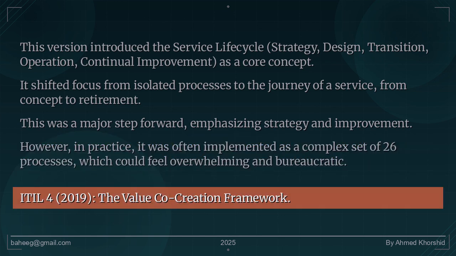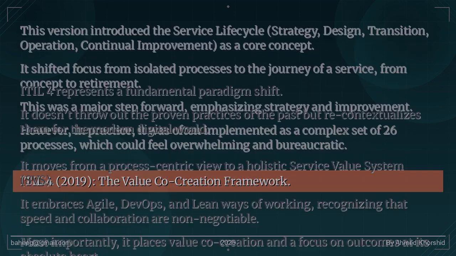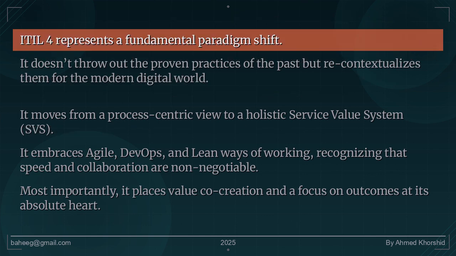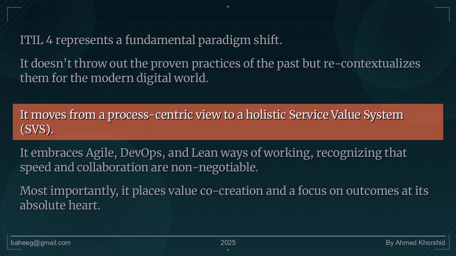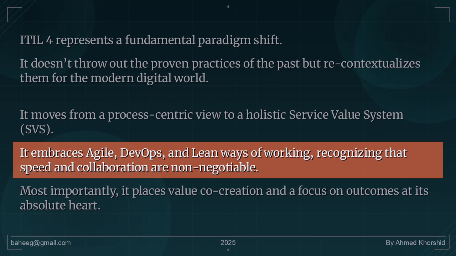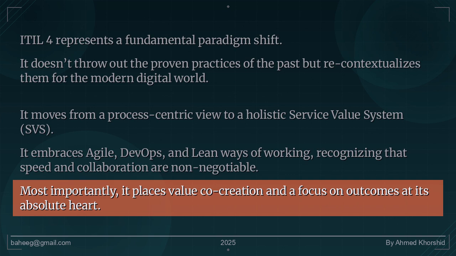ITIL 4, 2019, the Value Co-Creation Framework. ITIL 4 represents a fundamental paradigm shift. It doesn't throw out the proven practices of the past but recontextualizes them for the modern digital world. It moves from a process-centric view to a holistic service value system, SVS. It embraces agile, DevOps, and lean ways of working, recognizing that speed and collaboration are non-negotiable. Most importantly, it places value co-creation and a focus on outcomes at its absolute heart.